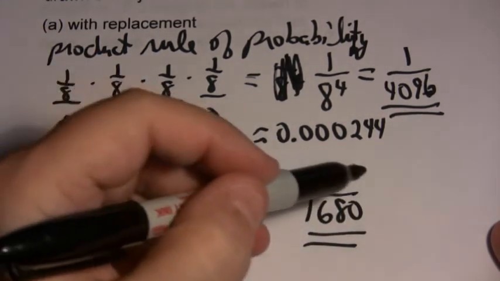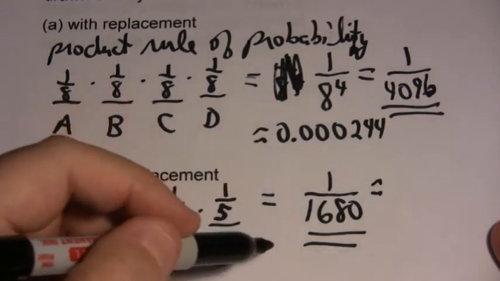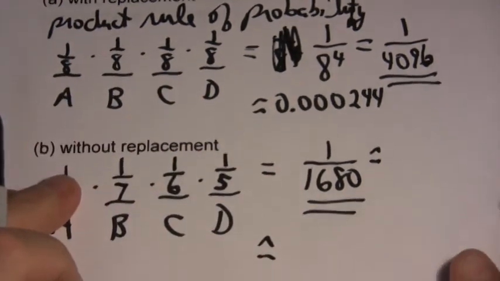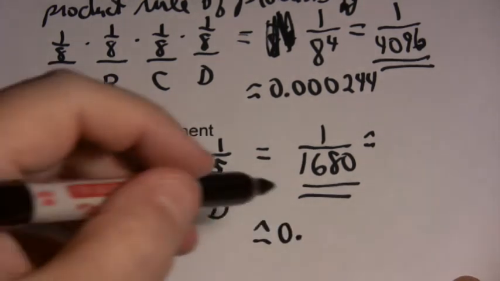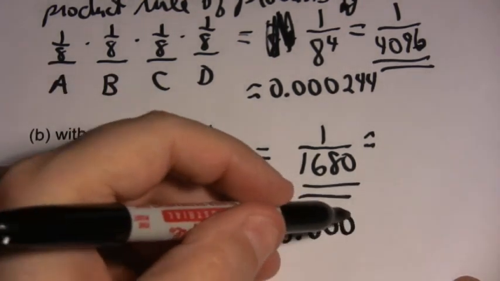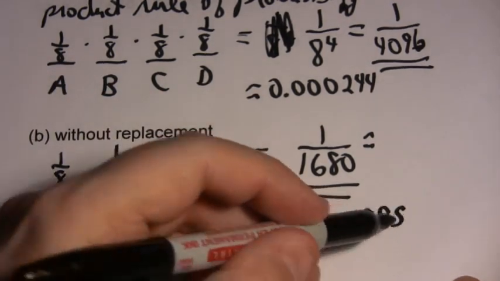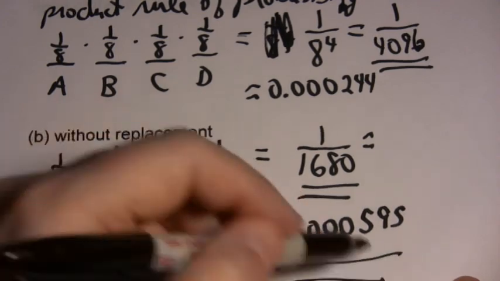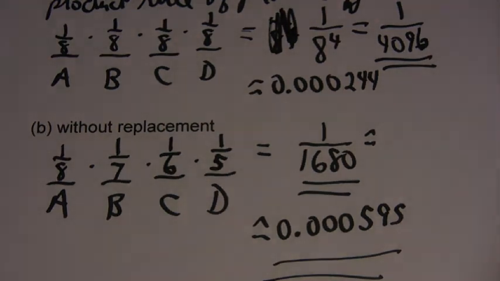And as before, if you did want to change it to a decimal, it would be easy enough, and it would come out to be, I think I'll put it down here, 0.000595. Again, a very small probability. But you should be getting better at this. As you practice more and more, you get better at this kind of thing.